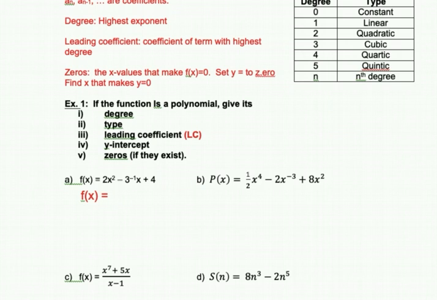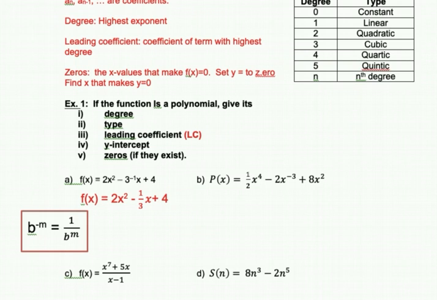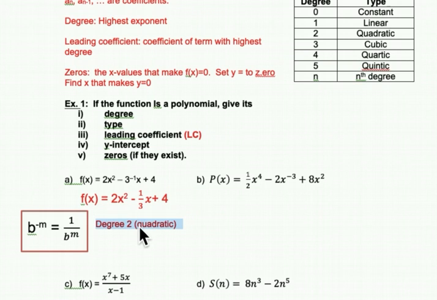If you recall from algebra, the rules of negative exponents, any base to a negative exponent is 1 over that base to the positive 1. So 3 to the negative 1 is really 1 over 3 to the positive 1, which means that this polynomial is really just 2x squared minus 1/3 x plus 4. And the degree of that polynomial is actually the highest exponent, which is going to be 2. And a degree 2 polynomial is known as a quadratic.